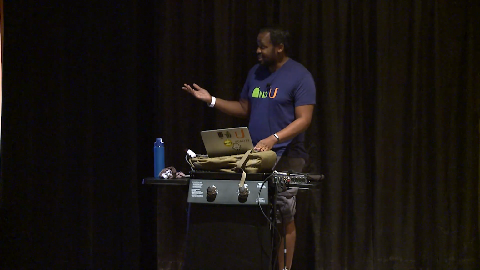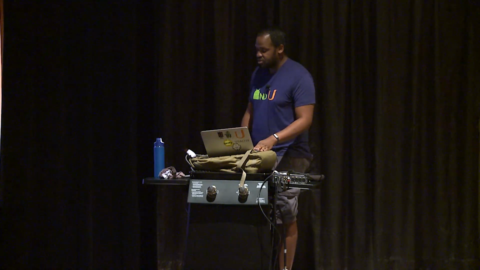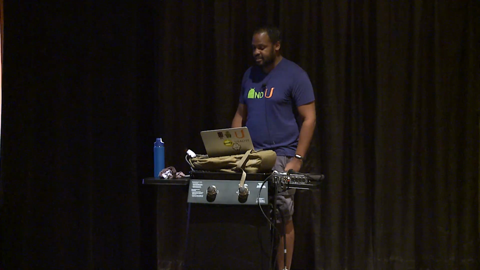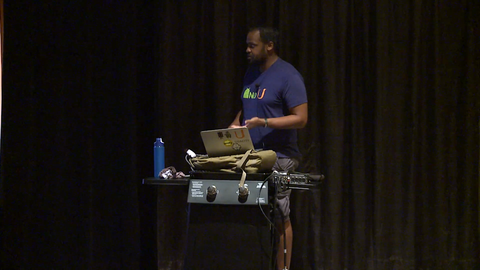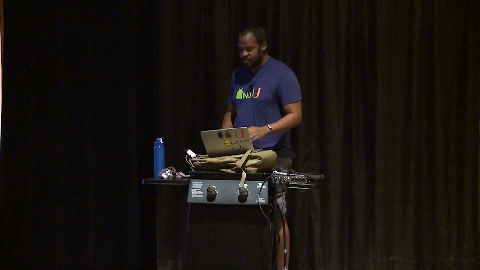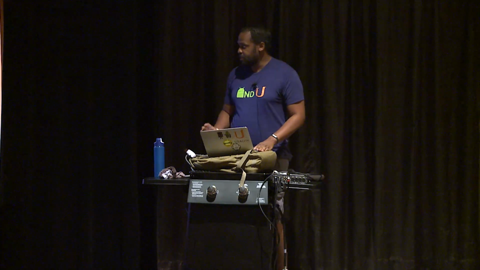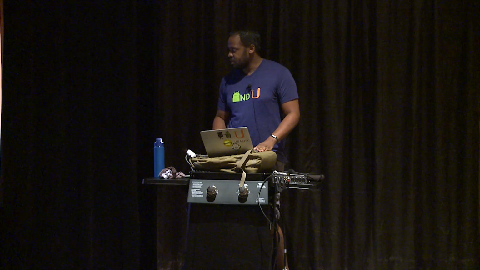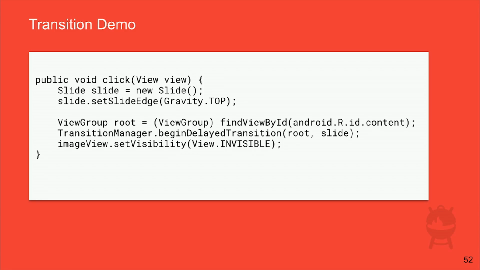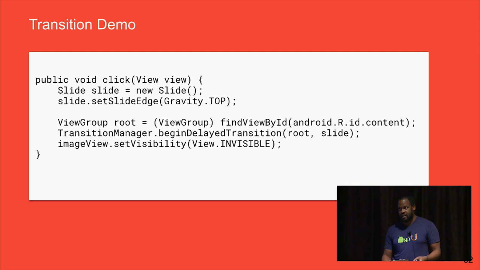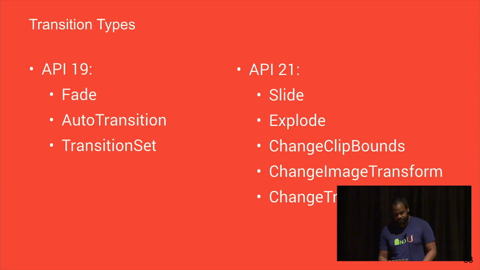So this is the code that I use to do that. I have a slide transition, and I set the slide edge to the top of the screen, so it's going to slide things off the top of the screen. And then down here in Transition Manager, I tell it to begin a delayed transition, and it's using that slide, and then I do all of the things that I'm going to do to the view. In this case, it's just telling the image to disappear. So instead of just fading off the screen, it's going to use that slide and slide off the top.